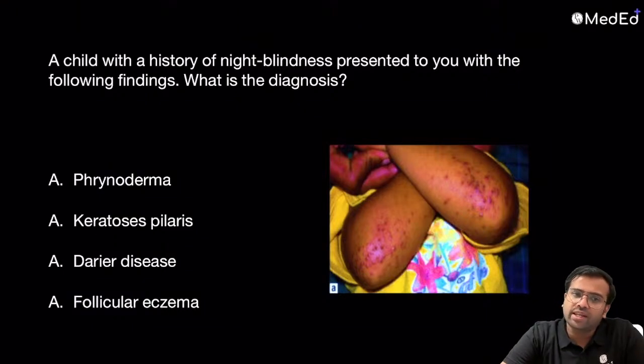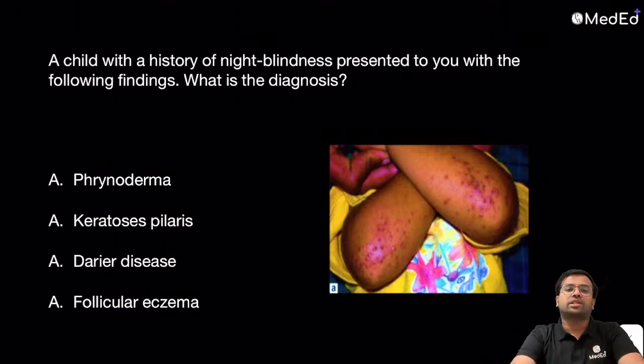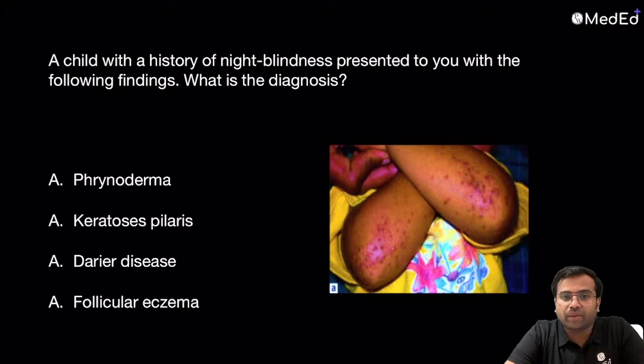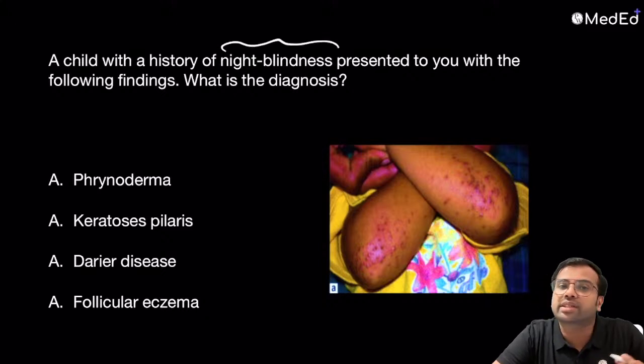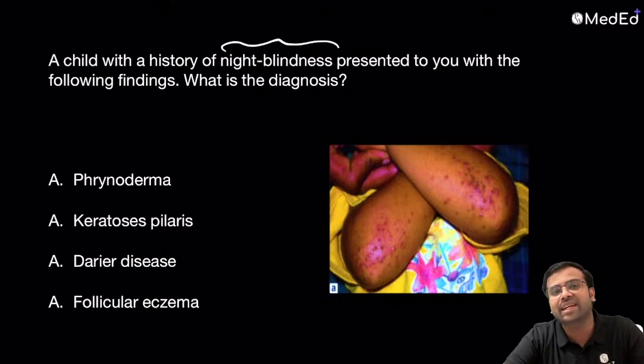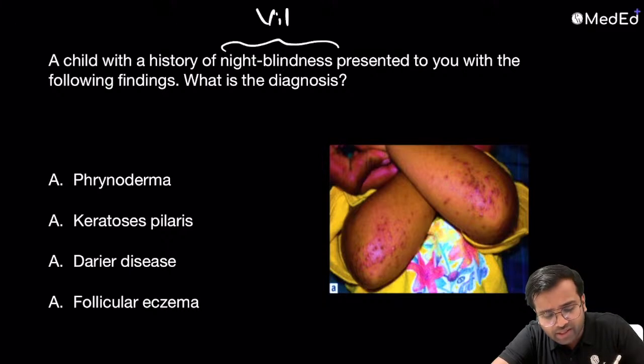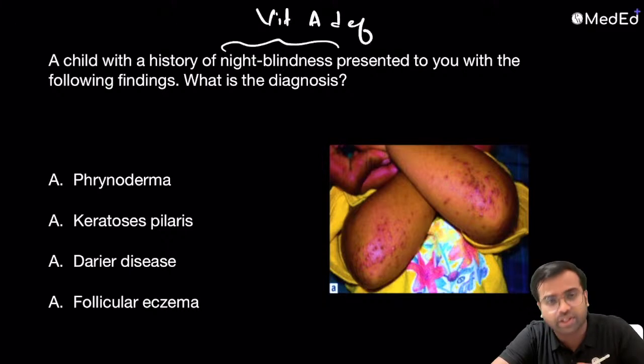Now the question says that there is a child with a history of night blindness who presented to you with the following findings. What is the diagnosis? So night blindness, when I say night blindness, is there any vitamin deficiency that comes to your mind? Vitamin A, B, C, D, E. Yeah, very good, Dr. Avinash. So this is hinting at vitamin A deficiency.